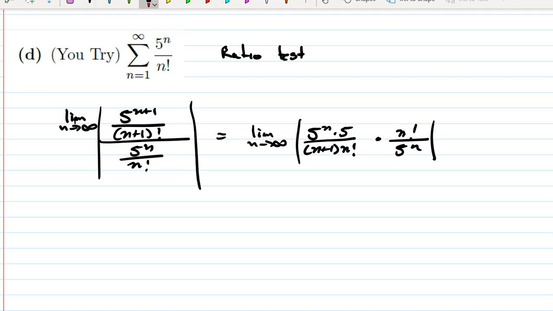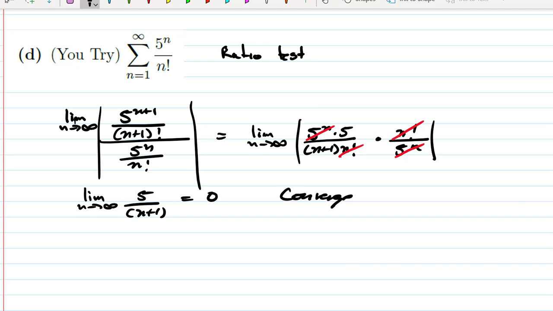So now, a whole bunch of things reduce out. Those reduce out. Those reduce out. And we're left with the limit as n goes to infinity of 5 over n plus 1. So a constant divided by infinity equals 0. So we're going to have that our series converges.